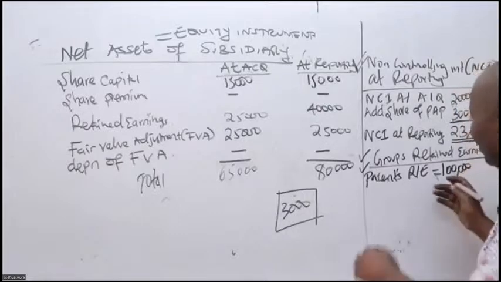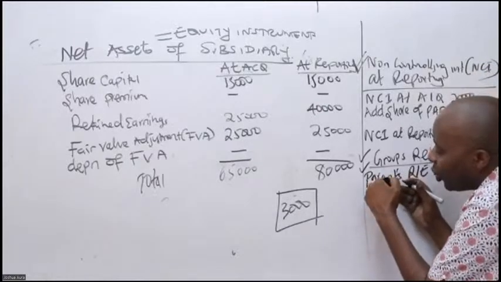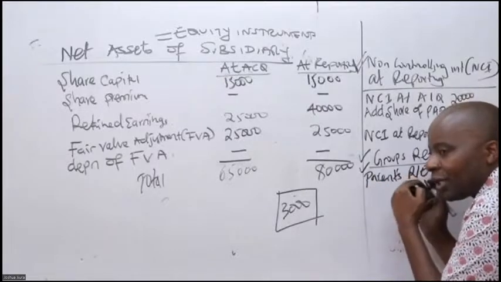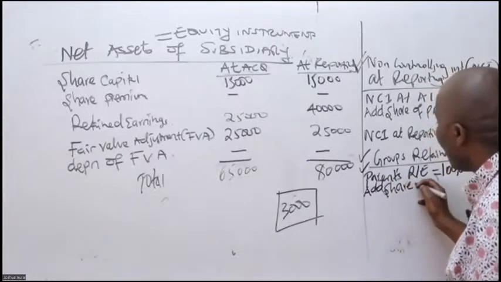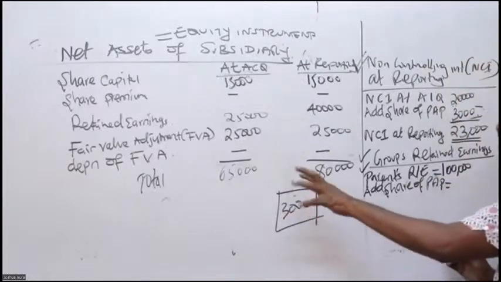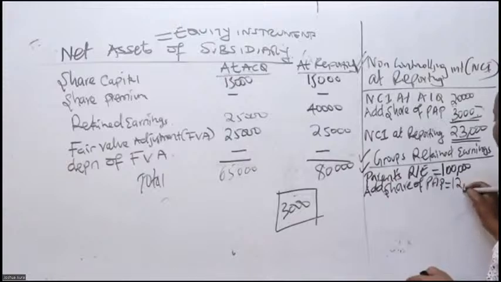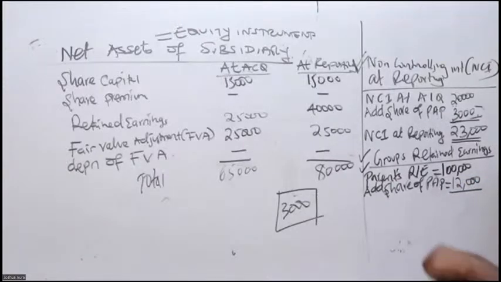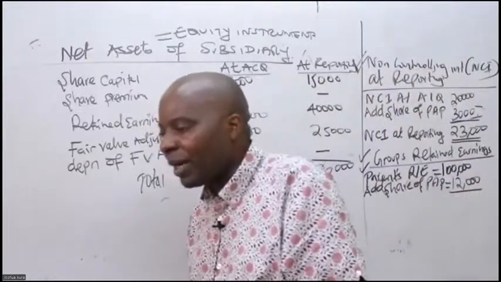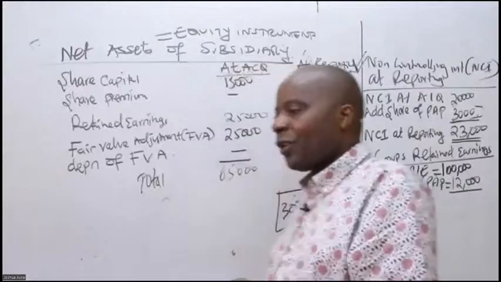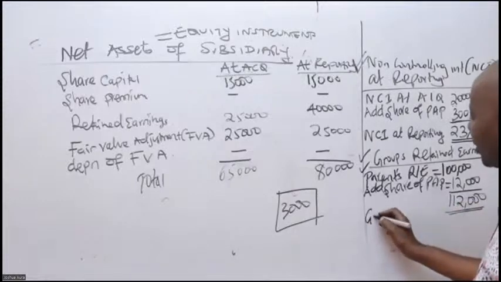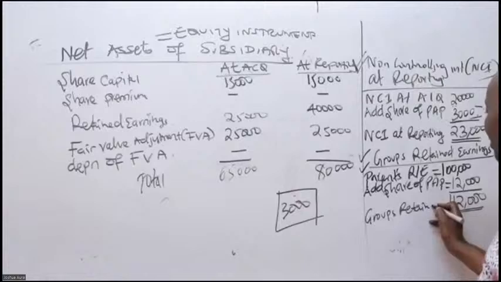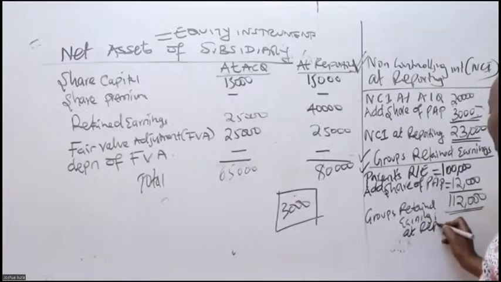But this parent, in the year, has gotten a contribution from the subsidiary. So you'll come and add share of POP. If you remember that cell where you had the POP, the post-acquisition profit, you'll simply come and add it there, 12,000. So then, this gives us 100 what? 112,000. So this is the group's retained earnings at reporting.